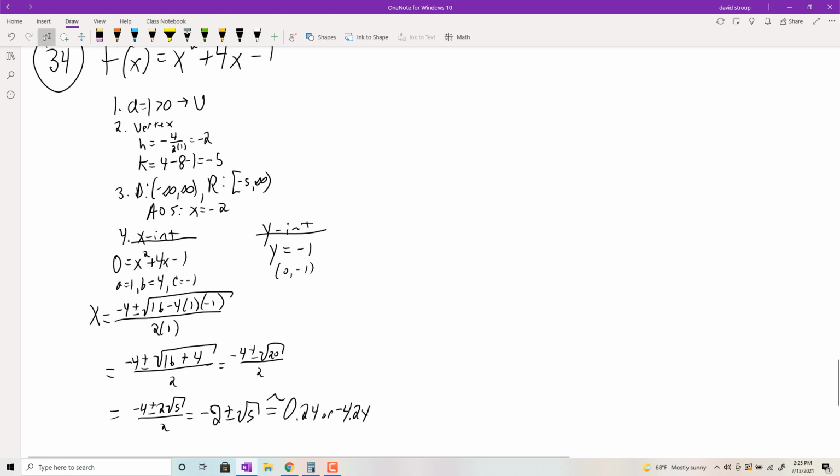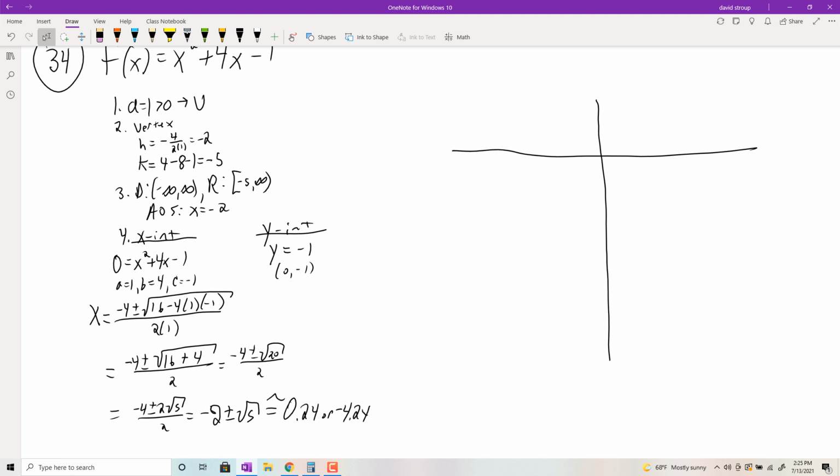Okay, let's go over and try to graph it. Going to be mostly in the fourth quadrant, I guess. No, the third quadrant. So negative 2, 1, 2, 3, 4, 5. Y-intercept at negative 1. X-intercepts at 0.24, which is about right here, and then negative 4.24 right here. And then the axis of symmetry goes to the vertex at negative 2, and then we should be able to graph it.